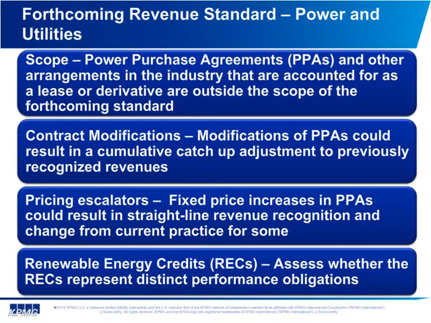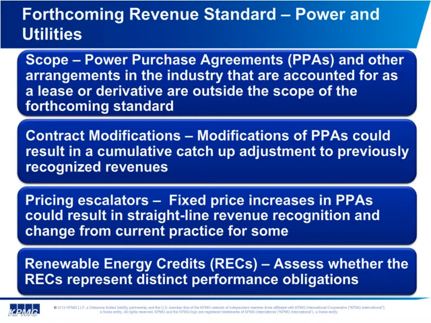PPAs are often modified by extending the initial term while concurrently adjusting the price prospectively for both the remaining initial term and the extension period. Under the forthcoming standard, when the pricing is modified for the remaining initial term, the contract modification may relate to a performance obligation satisfied over time that is partially satisfied. In these situations, the transaction price and the measure of progress for the initial term and extension period are updated, and previously recognized revenue may need to be adjusted on a cumulative catch-up basis.